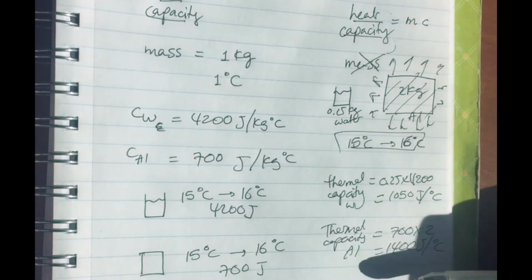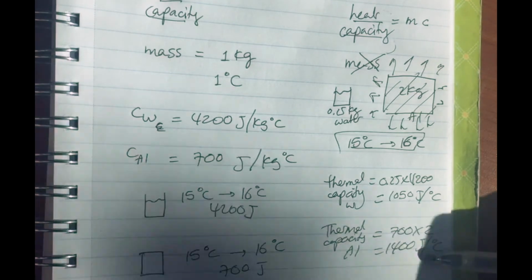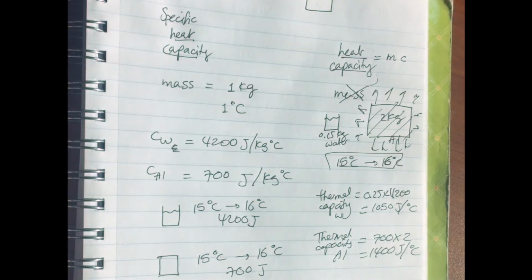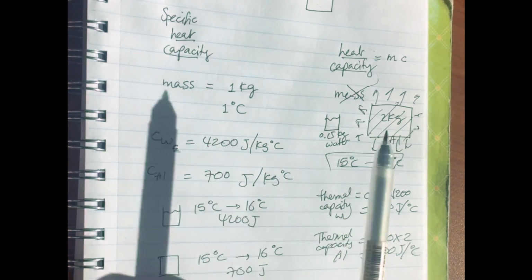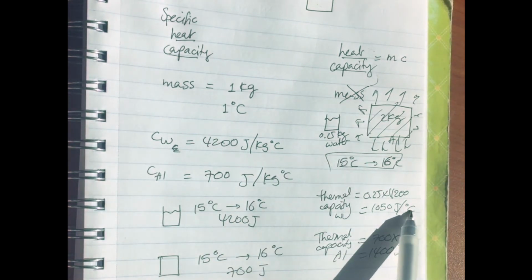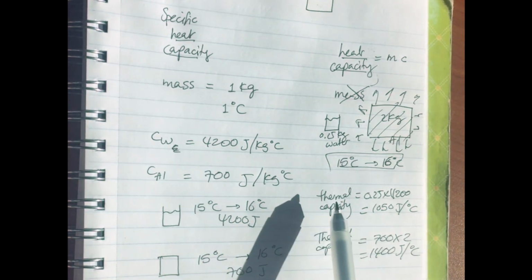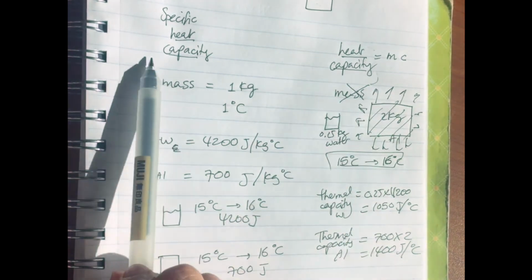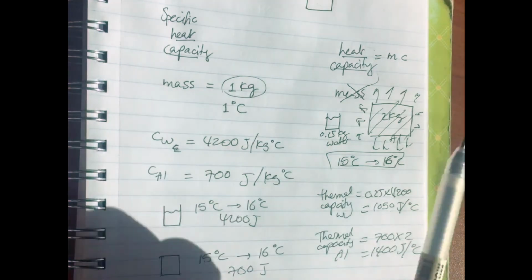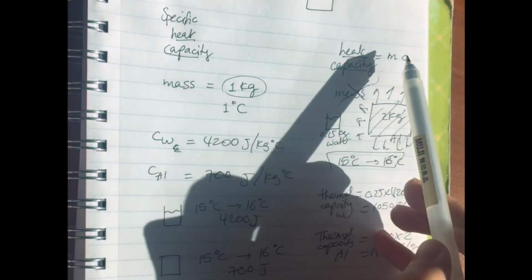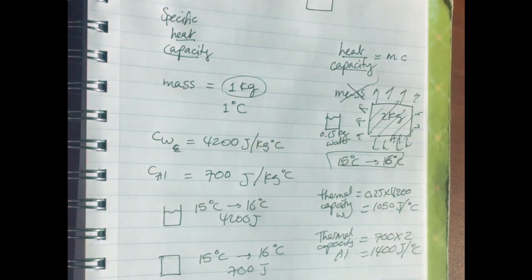It's going to give back 1,400 joules for every Celsius drop. So basically you need 1,050 joules for this cup of water to heat it up by every Celsius degree change. So the difference between heat capacity and specific heat capacity is that specific heat capacity is always for 1 kilogram, whereas with the heat capacity, you multiply the C with M.